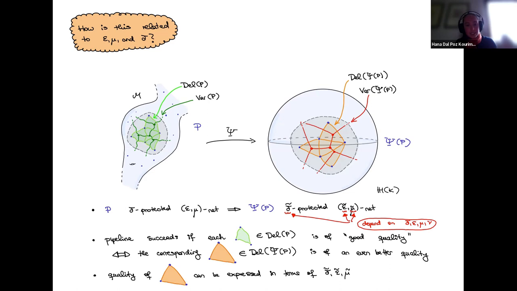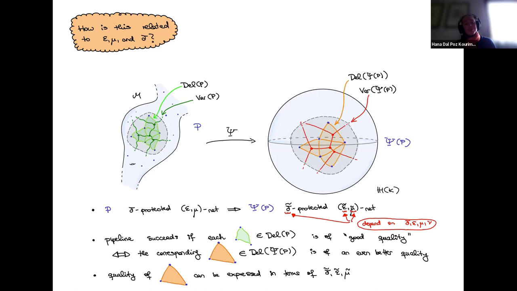The good thing is that I can measure the quality of the red simplex, and I can express it in terms of the delta and epsilon and mu of the space of constant curvature. And those are in turn defined by the original epsilon and delta and mu. So this is basically how you can guarantee, by going to the space of constant curvature and back, that each of your simplices is of good enough quality.